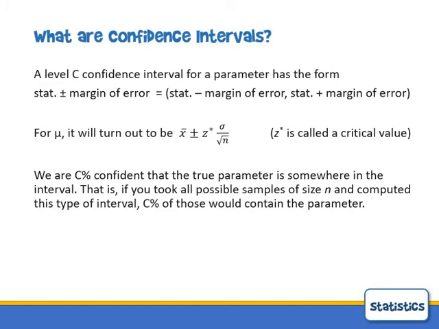And they always have a certain form. They're an interval centered around the statistic, okay? So around the sample mean if we're looking for a mean. So it's always the statistic minus a margin of error to the statistic plus a margin of error.